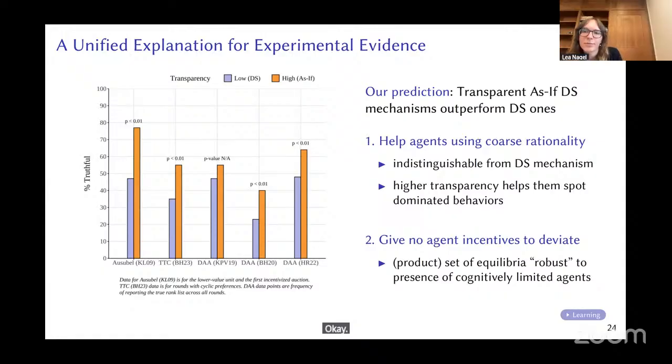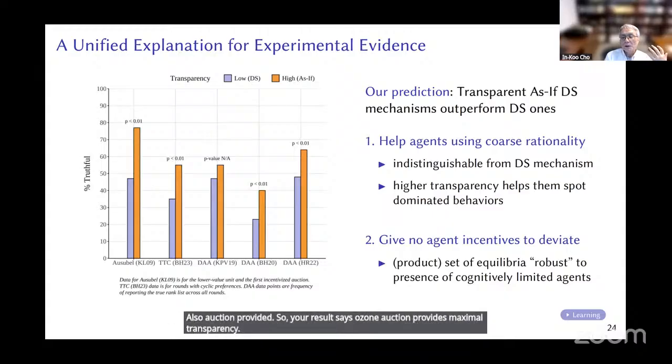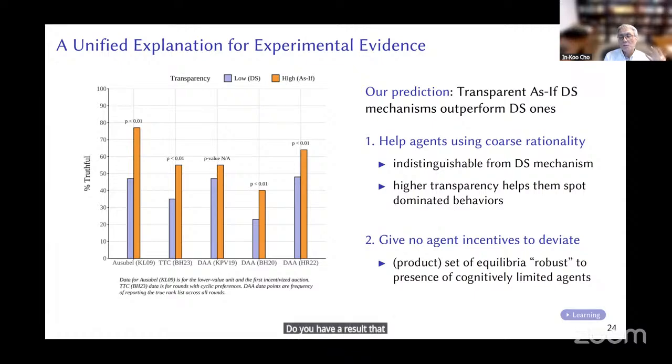So I'm going to pause one second. I went over this very quickly. Do you have a result that the Ausubel auction provides... So your result says the Ausubel auction provides the maximal transparency. Do you have a result that the Ausubel auction provides the coarse information to achieve that goal? I'm asking about necessity of the Ausubel auction. You show sufficiency of the Ausubel auction, but do you have a necessity of the Ausubel auction? I think that's a really interesting result.